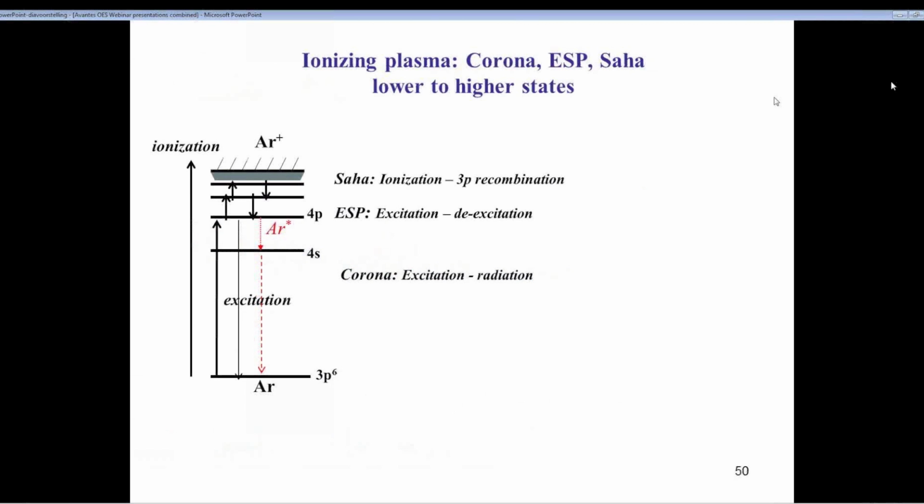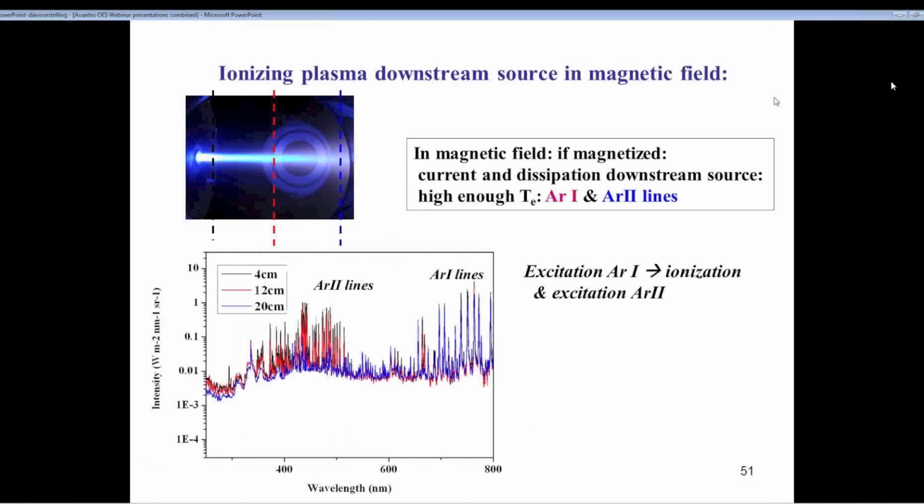Here is the sketch again in one scheme, and it depends on the electron density, but the density we used right now is 10 to the 20 per cubic meter. Typically the lower states are still in corona, however the other states such as 4p and higher are in the excitation saturation phase, and the highest states are in Saha equilibrium. Let's look at some graphs.